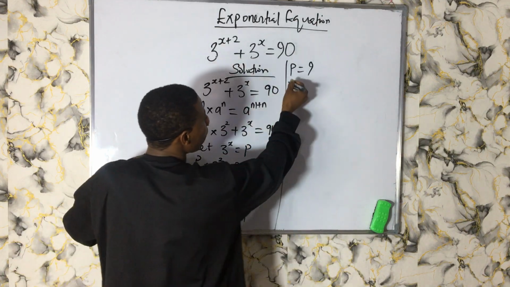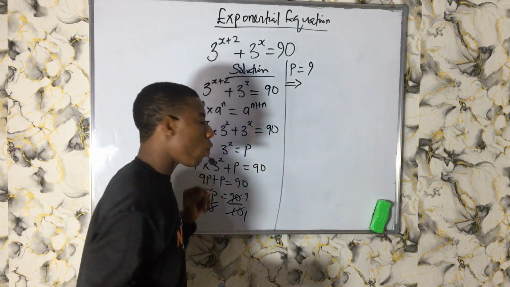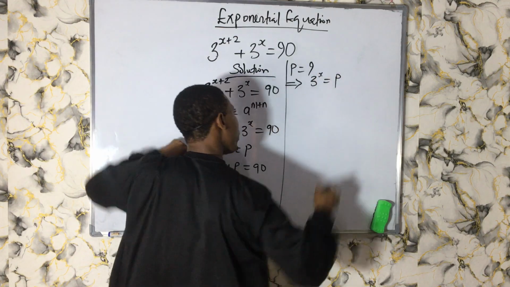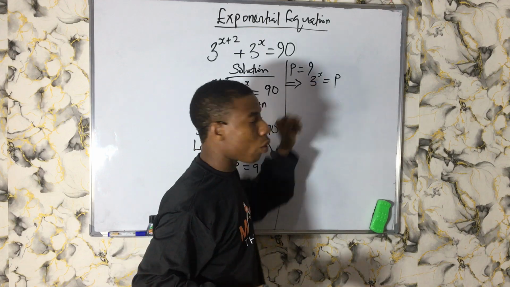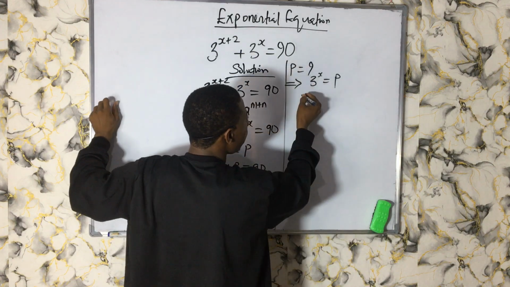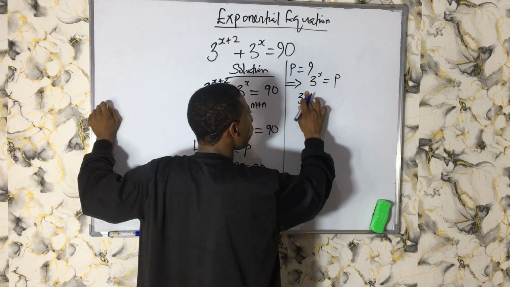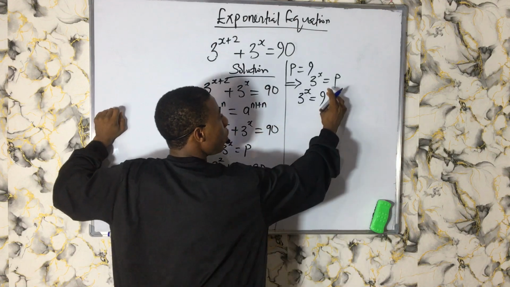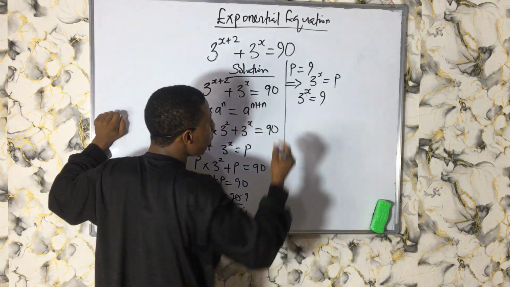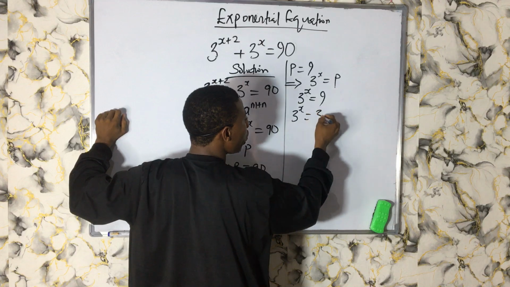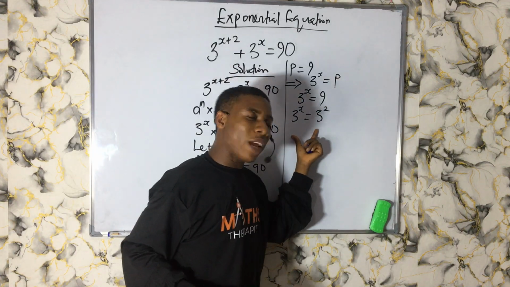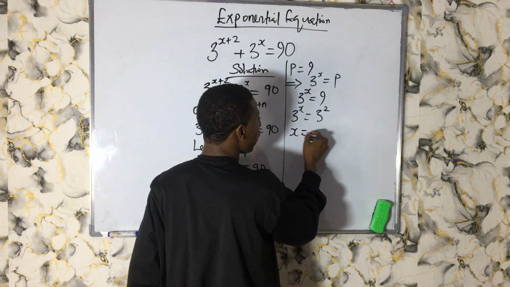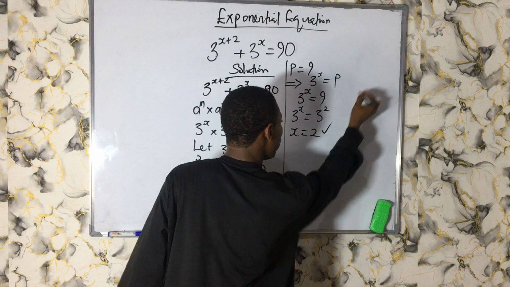So recall that we said 3 raised to the power x equals P. Now, what is P? P is 9. Let's substitute it back. So this is going to be 3 raised to the power x equals 9. Let's express this 9 in index form. So 3 raised to the power x equals 3 squared. Of course, you know that when we have two same bases, we equate their exponents. So x equals 2. And 2 is the correct answer.